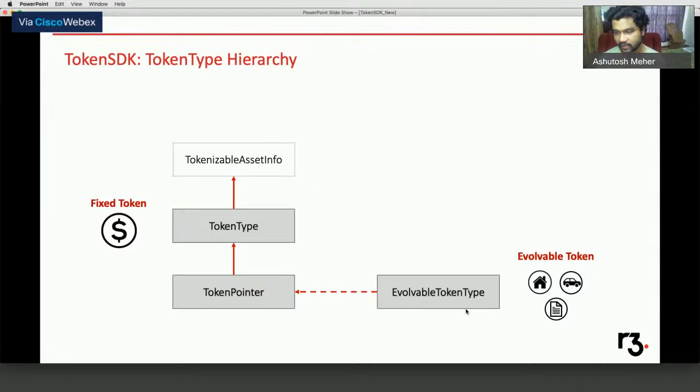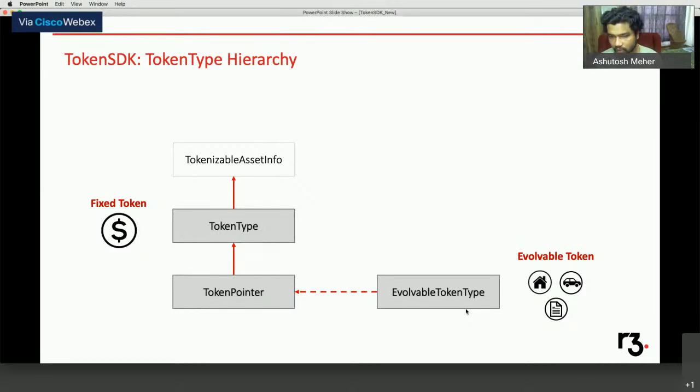Just taking another example, if you want to represent a Bitcoin on the Corda ledger, then it would be 8, because the number of digits after the decimal is actually 8. So that's what represents satoshis in Bitcoins, right?